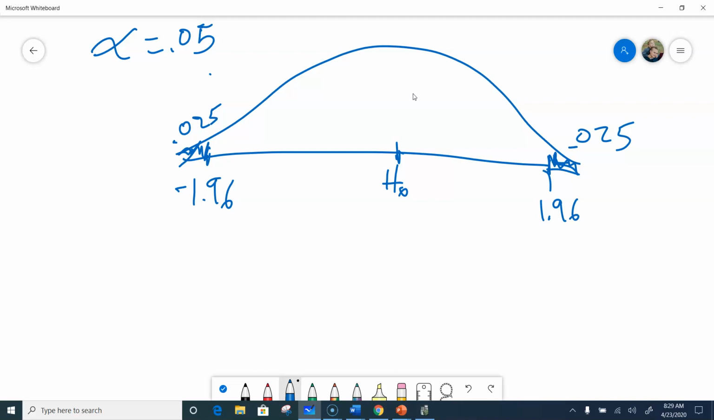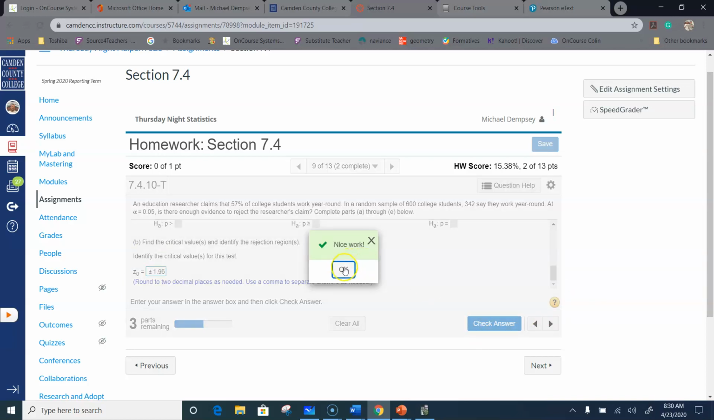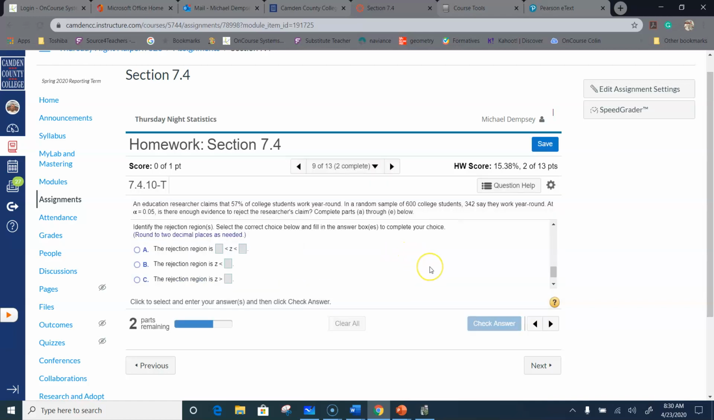If I get a test statistic that falls below negative 1.96 or above positive 1.96, that's where we're going to reject the null hypothesis. So I need to write both of those in here. I think you can write them in any order, but you have to separate them with a comma. It gives me the plus or minus. Let's see if we can just say plus or minus 1.96. That's how I would write it. Yep, let's just do that.